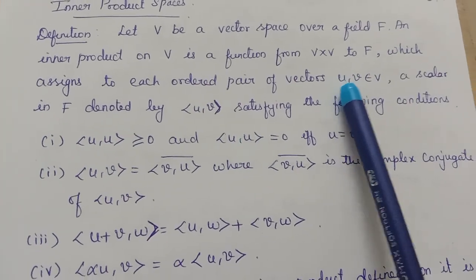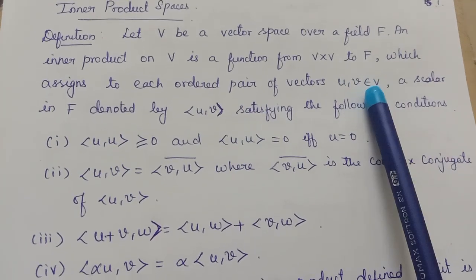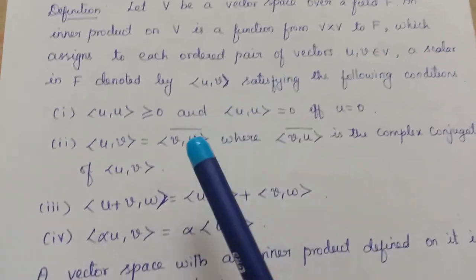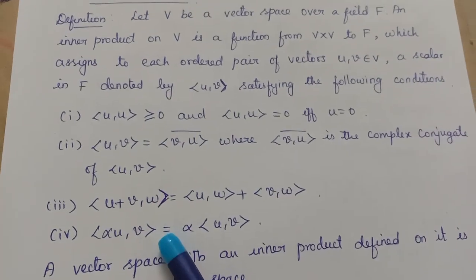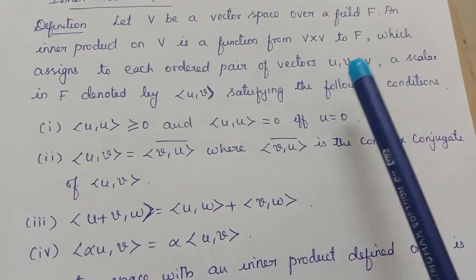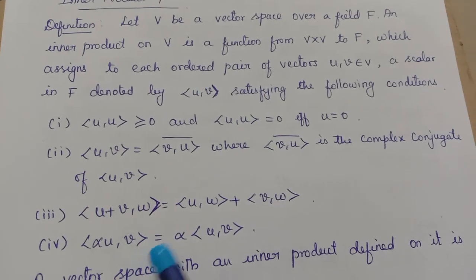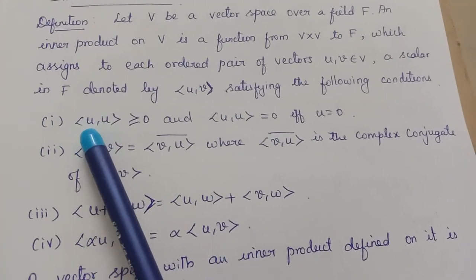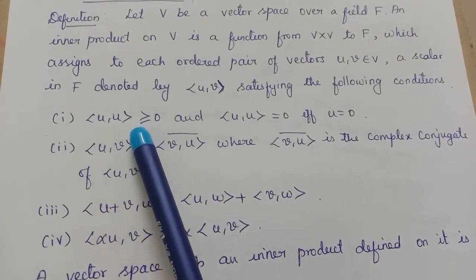So for any u, v from the vector space V, we define a product such that it has to satisfy these four conditions. We can define the product in any way. It has to satisfy only these four conditions. So what are the four conditions? The first one is the inner product of any vector with itself is always positive.